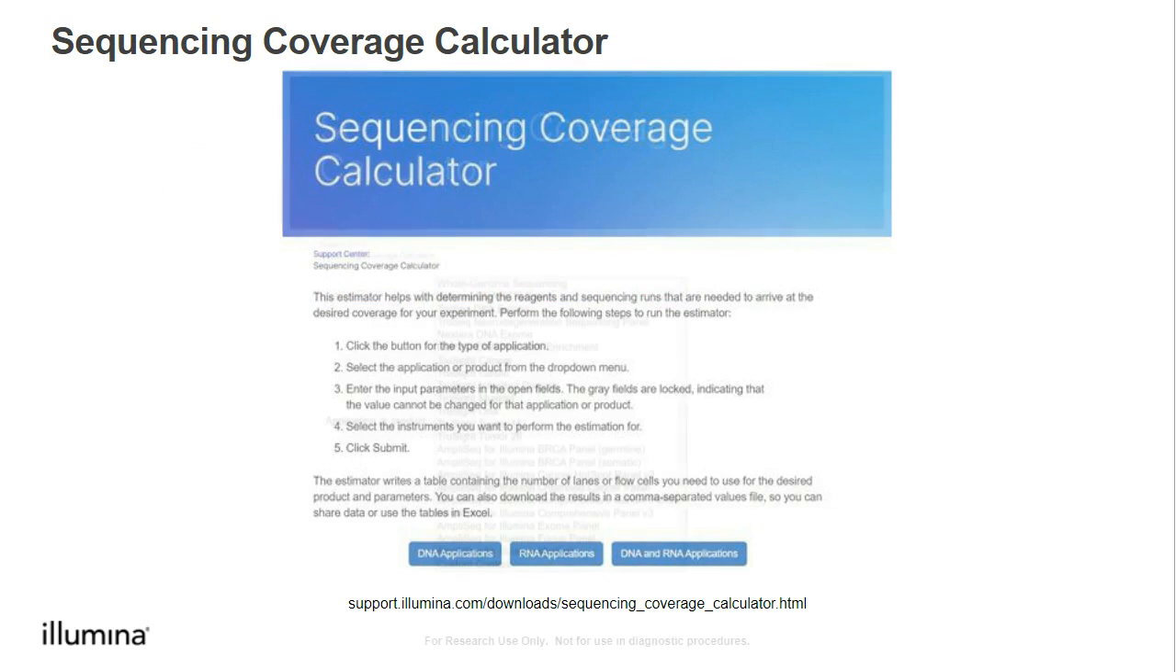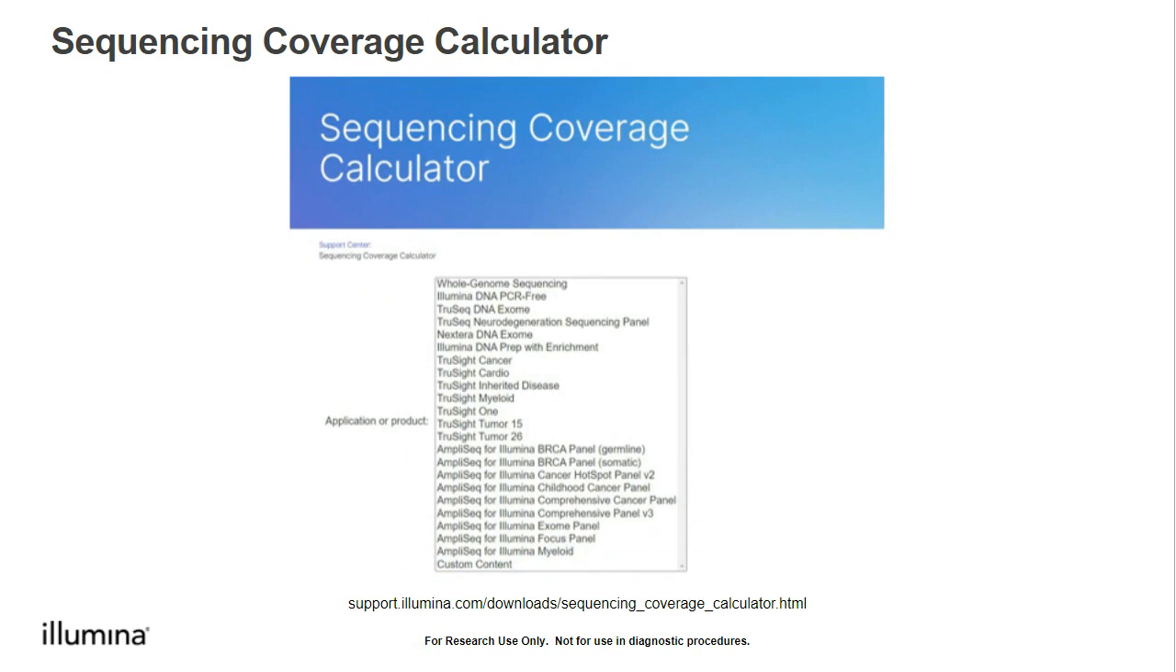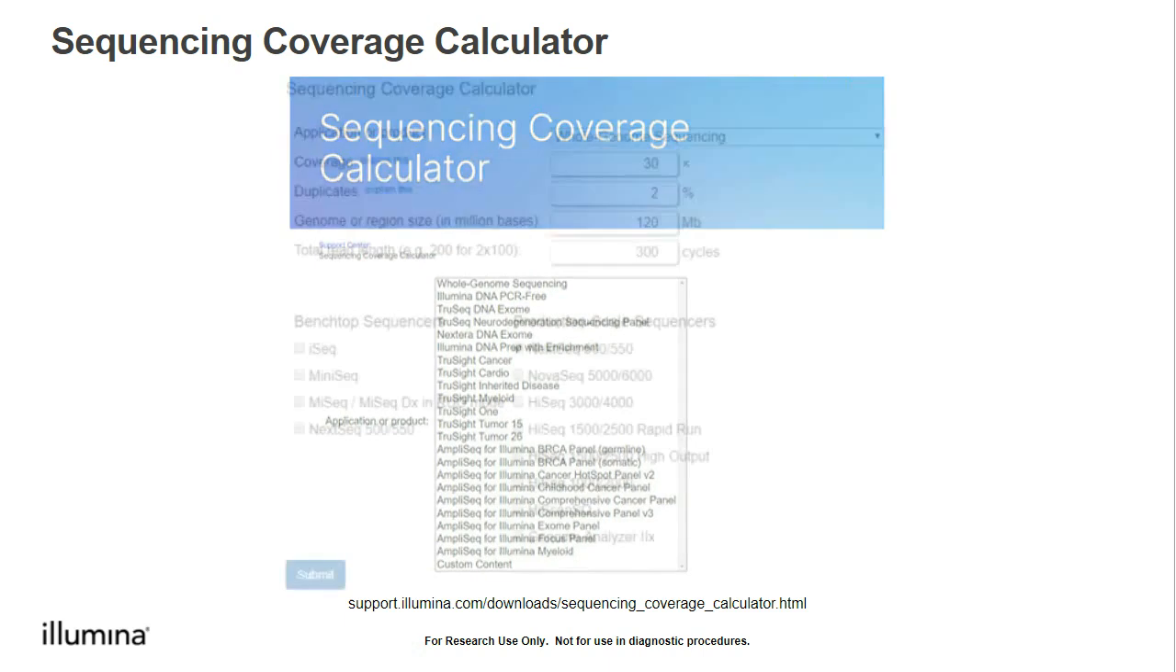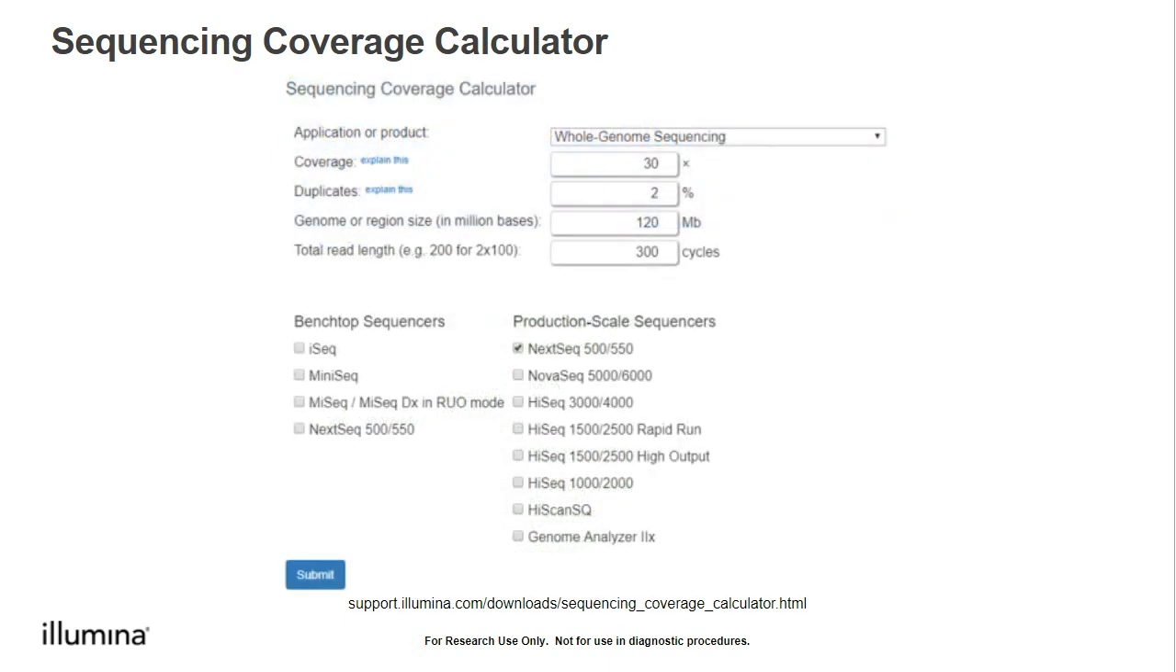Then the tool will bring us to the next page. And here we select our specific application from the drop-down menu. Here I'm selecting whole genome sequencing at the top. This drop-down also lists targeted panels as well as custom options. The tool will then bring us to this page. And so here we need to enter the coverage level that we want.